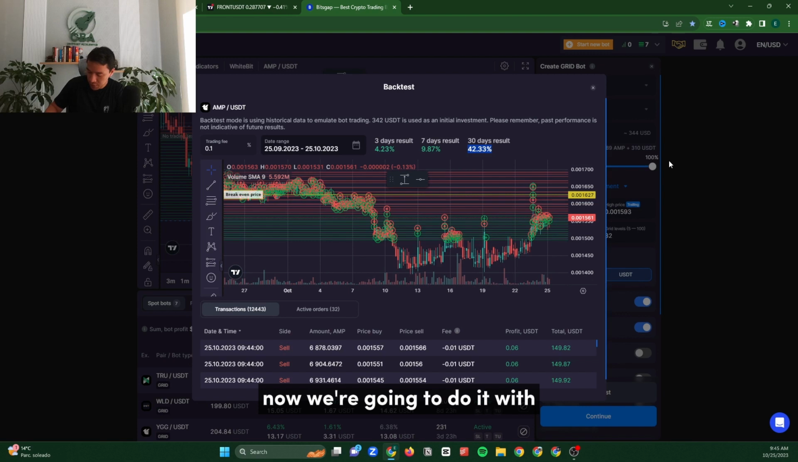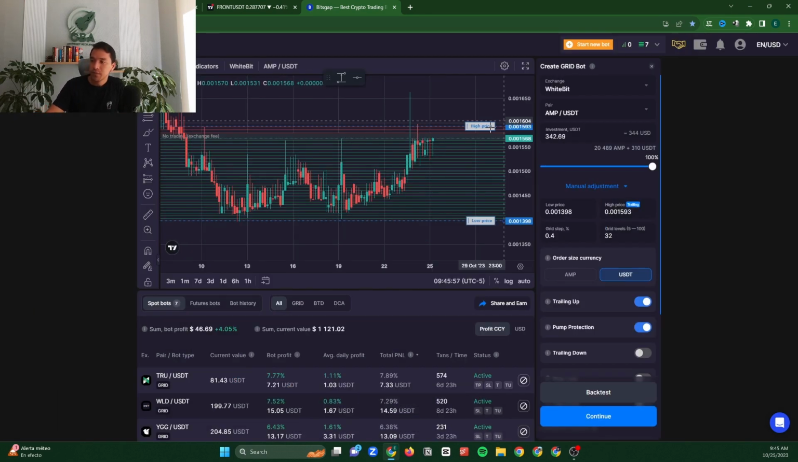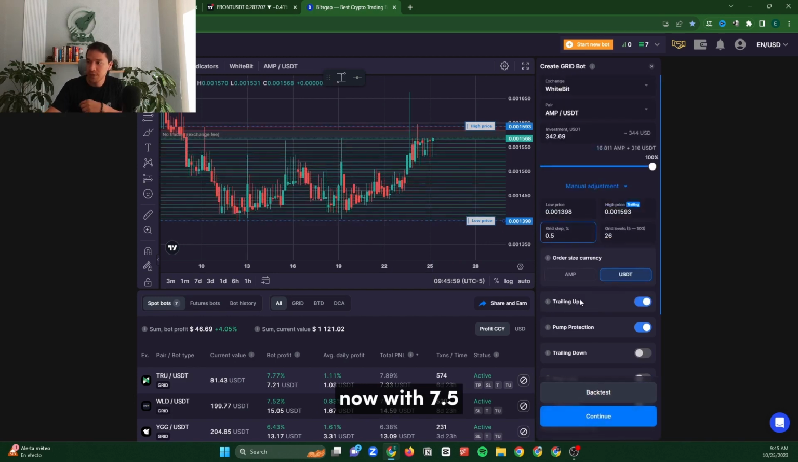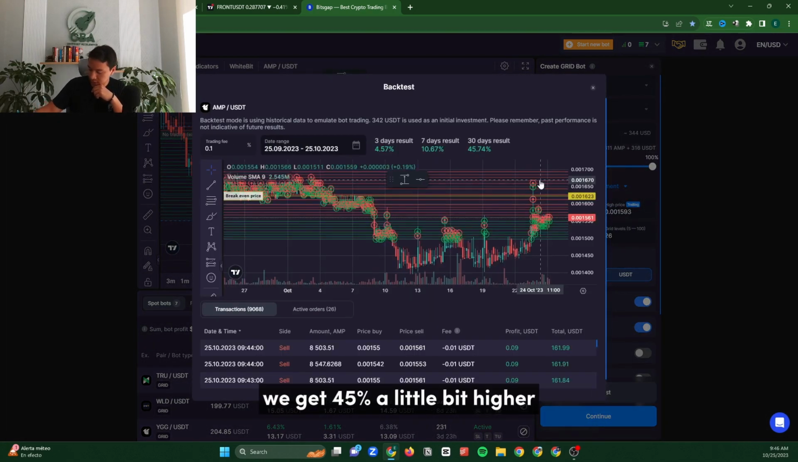Now we're going to do it with 0.5, 0.6, 0.7, 0.8, and 0.9, and then 1%. We're gonna take the backtesting of each of these, compare them, and get the best settings for that. So let's do it now with 0.5. See what we get. We get 45%, a little bit higher. That's great.